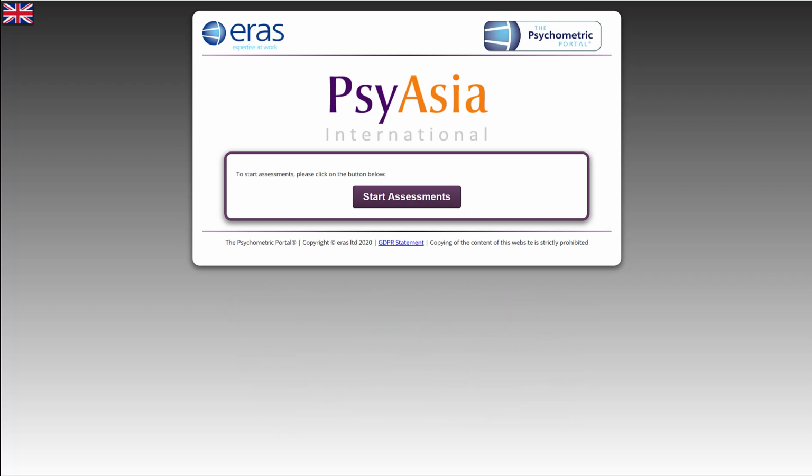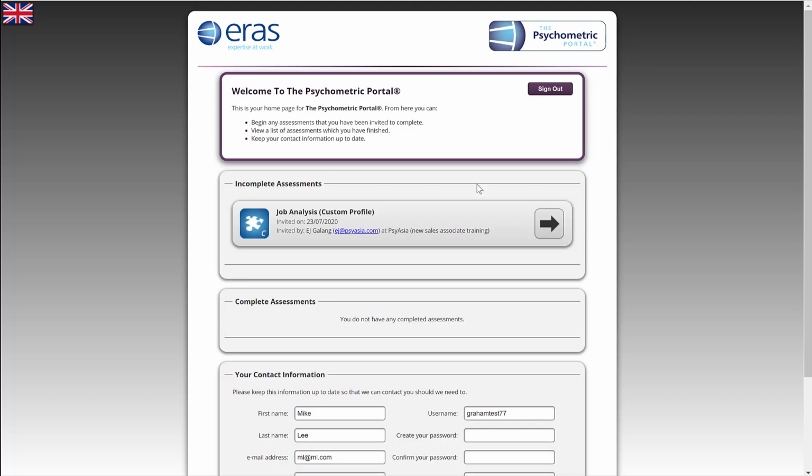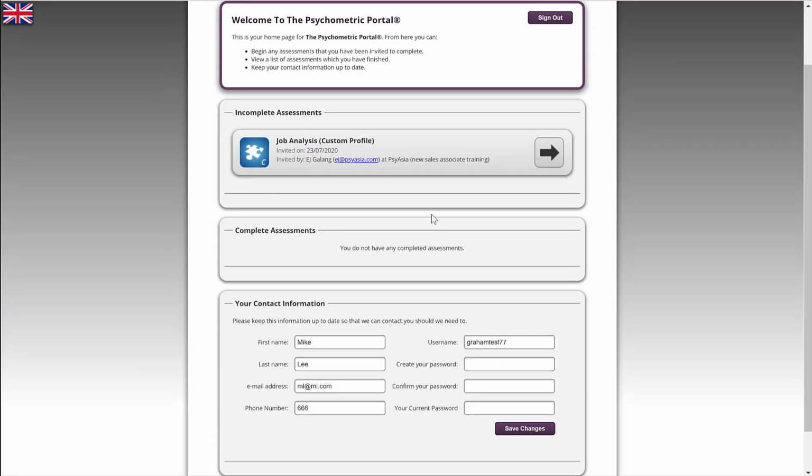When you receive a link to this part of the Psychometric Portal, you'll arrive at a page that looks something like this. You'll click on Start Assessments, and then you'll be asked to set up your account and to enter some details for your account. Once you've gone through that process, which will take you probably around a minute, you'll arrive on this page where you can see your incomplete assessments.